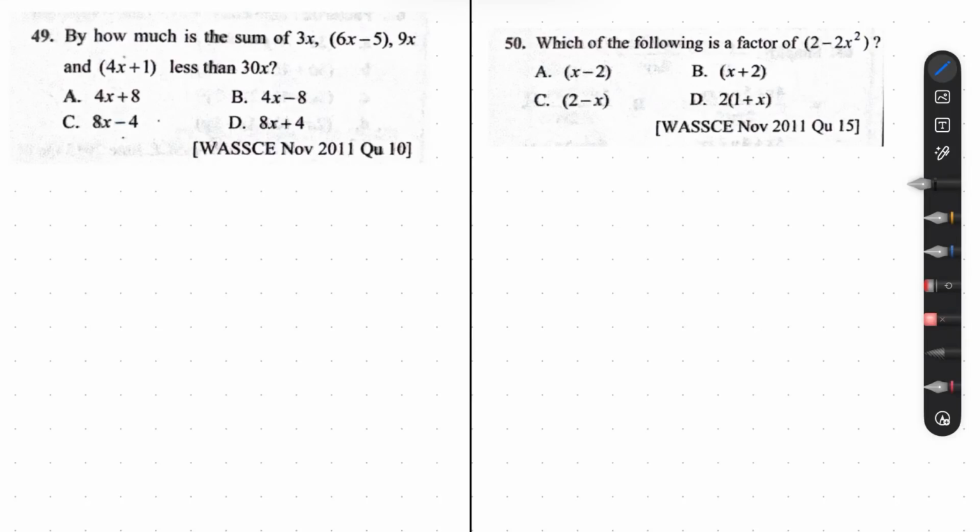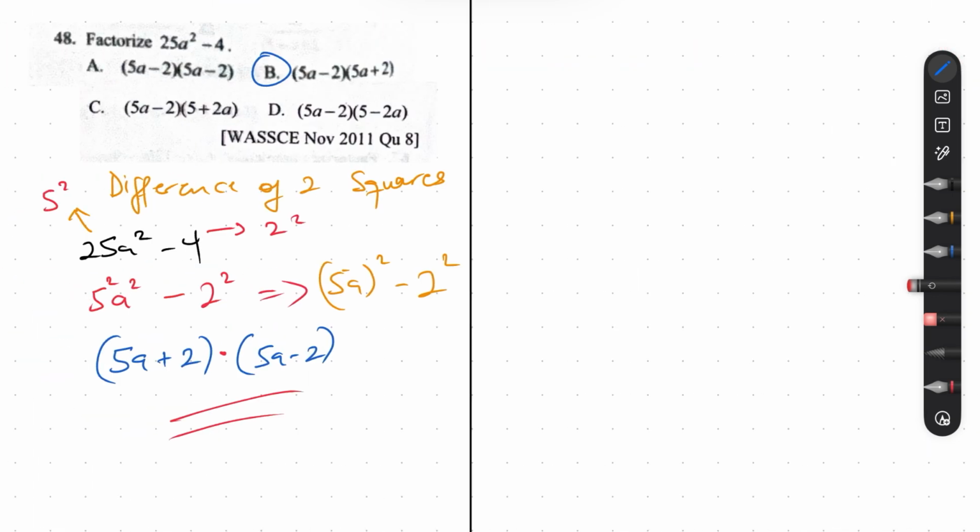Alright, welcome to another session in this series. In this session, we start with question number 49. In the previous session, we ended on 48, okay? So let's start with 49.